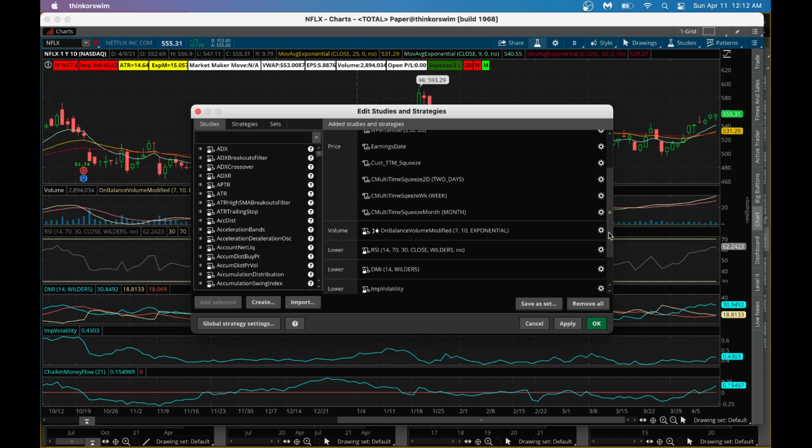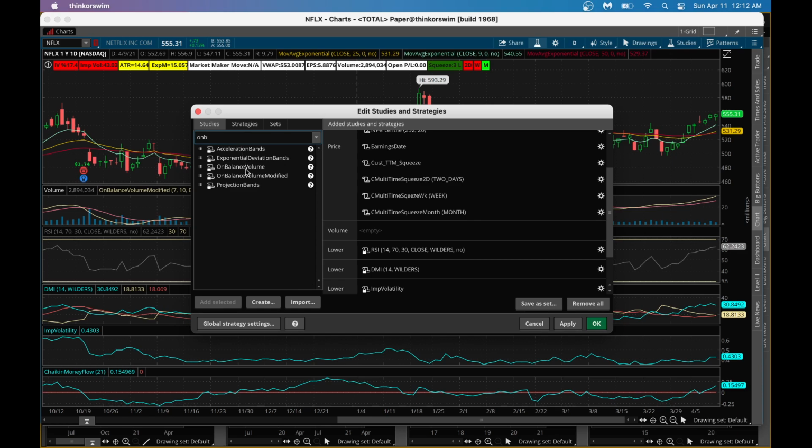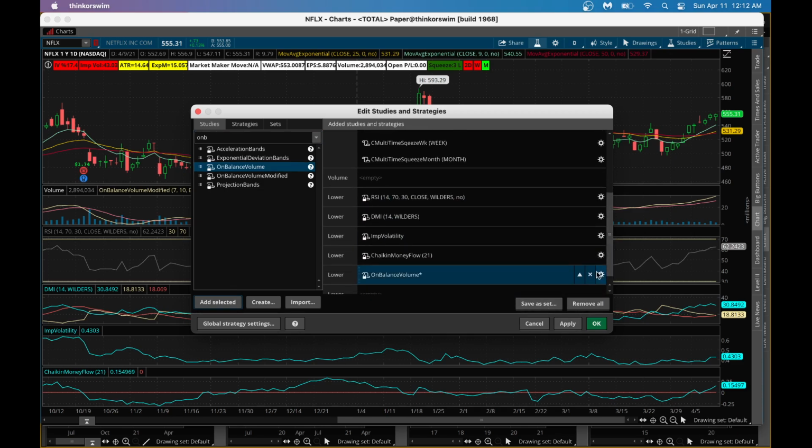It's in the lower studies. So I can remove this here. It's modified. I don't want modified. I can click on balance moving average right here. I like this one. So I will add this. The moment I add this here, it went somewhere down. So I can pull it right here where I want it to be.